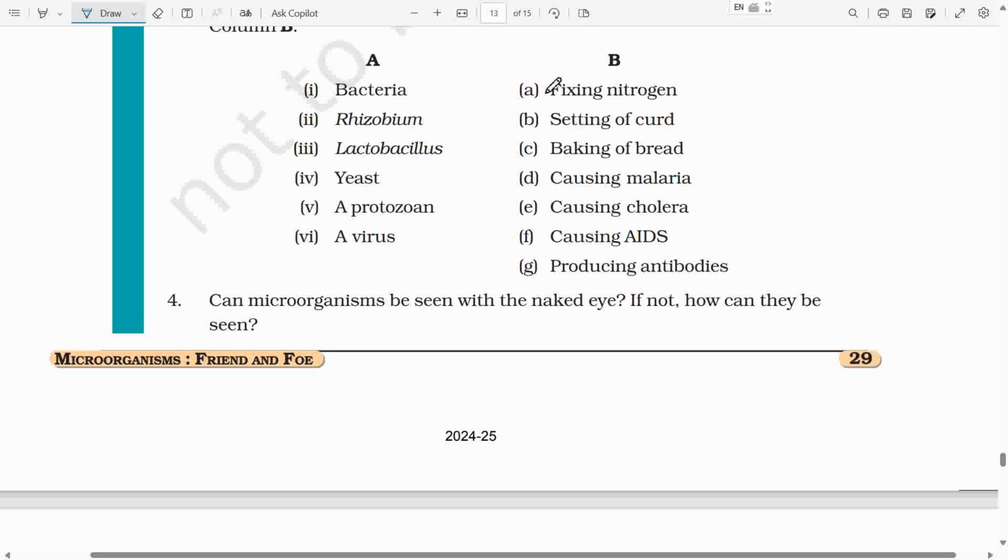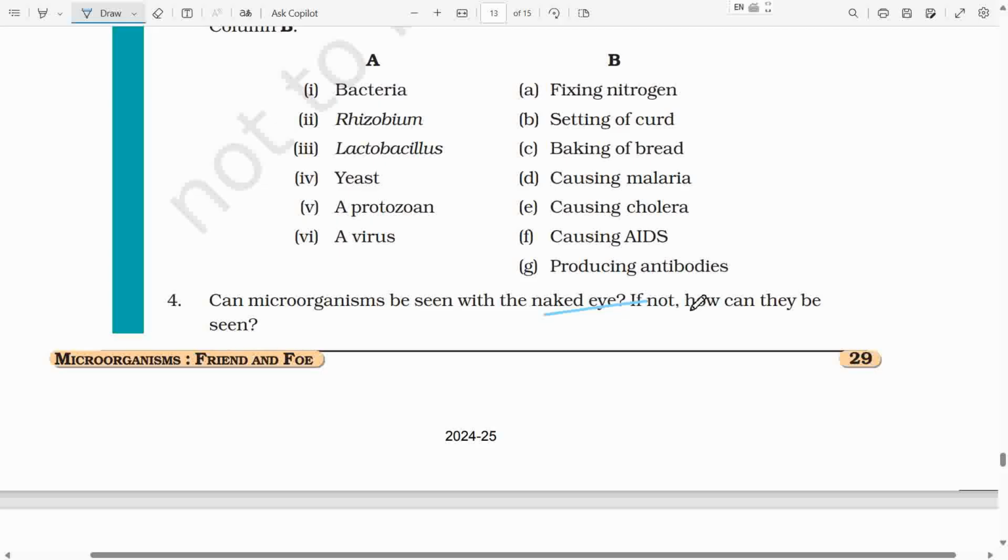3. Match the organisms in column A with their action in column B. Column A: 1. Bacteria, 2. Rhizobium, 3. Lactobacillus, 4. Yeast, 5. A protozoan, 6. A virus. Column B: A. Fixing nitrogen, B. Setting of curd, C. Baking of bread, D. Causing malaria, E. Causing cholera, F. Causing AIDS, G. Producing antibodies.